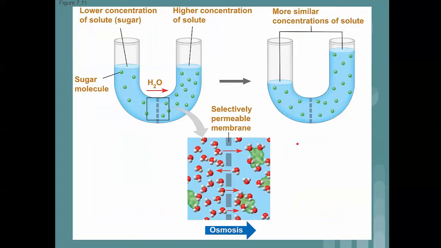Okay, now we're going to add in another complexity here. Now we're going to add a membrane that has pores in it that are too small for the solute to cross. But water can still cross, but the solute cannot. So in this example, we have this U-shaped glass tube with an equal volume of solution on each side. However, on the left side, we have a low concentration of sugar, which is the green dots here. On the right side, we have a high concentration of sugar.